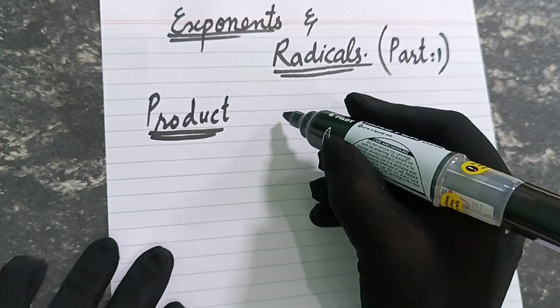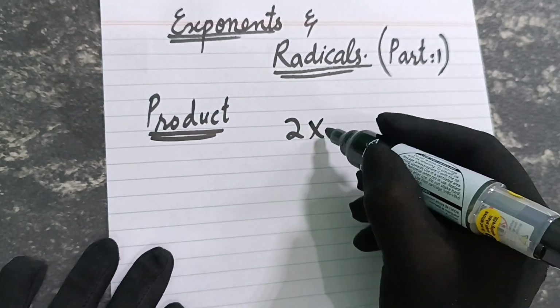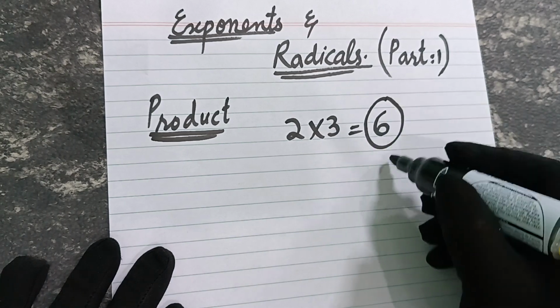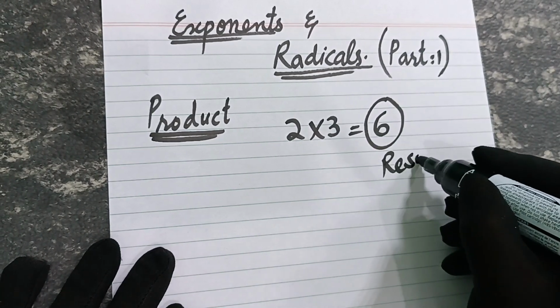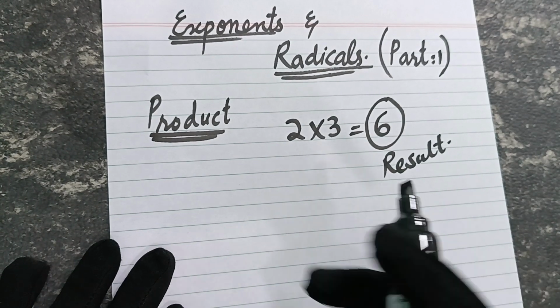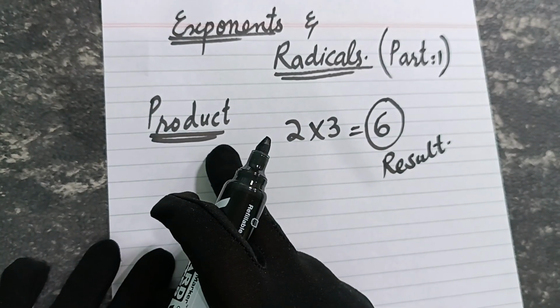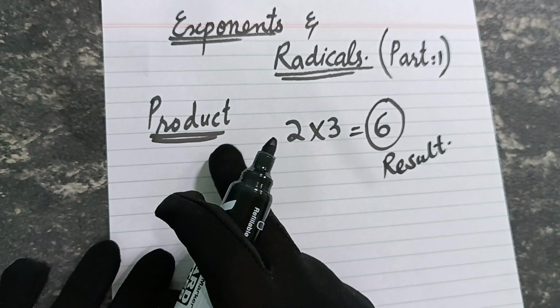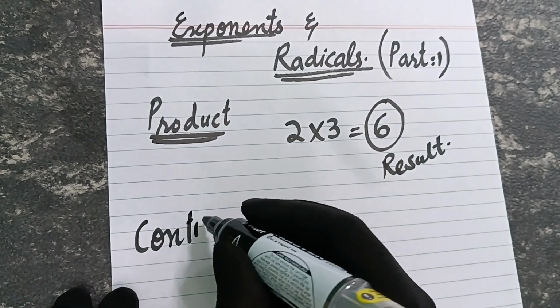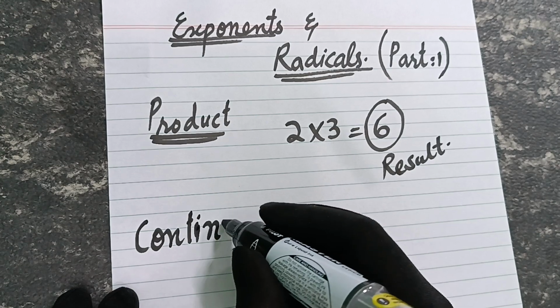What is called a product? When we multiply any two numbers, we get the result. This result is called the product. The number which we obtain after multiplication of two terms or more than two terms is called the product. Then we can understand about continued product.